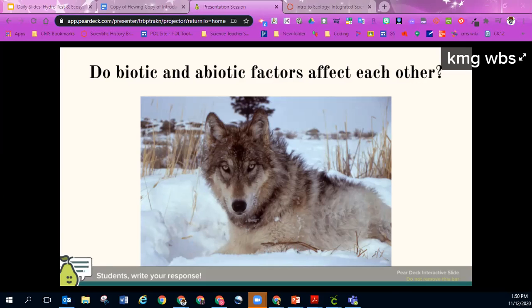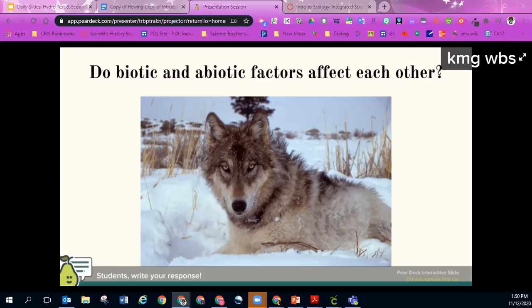Alrighty, so things that I am seeing. Thank you guys for giving me detailed answers. Some people say no because abiotic factors do nothing for biotic factors. I don't think so because I think they are supposed to work together.